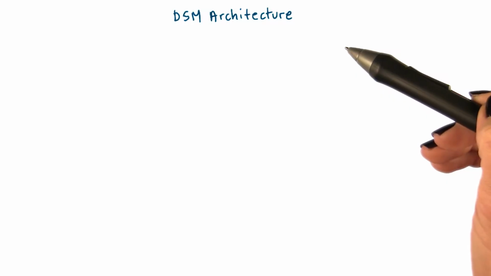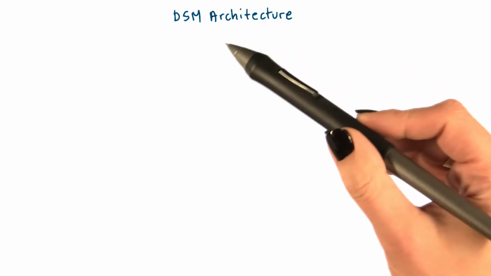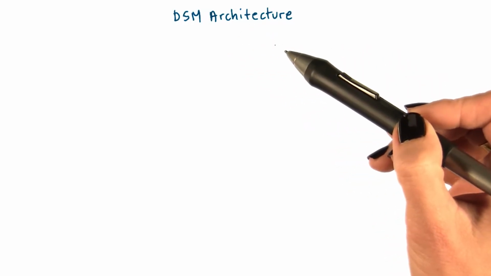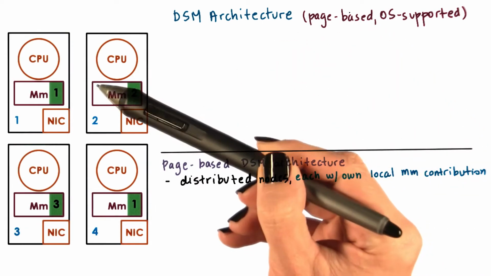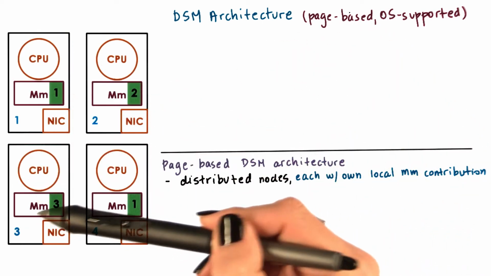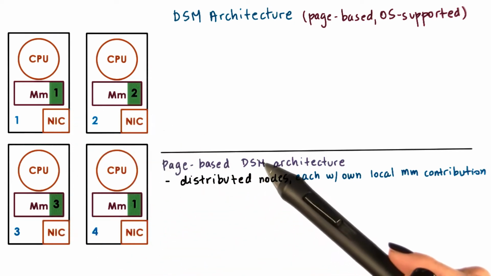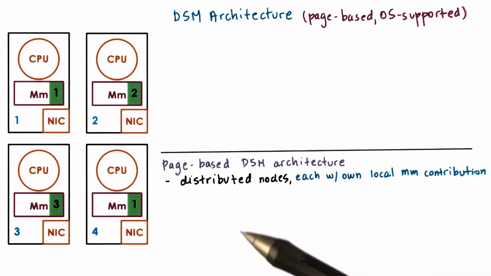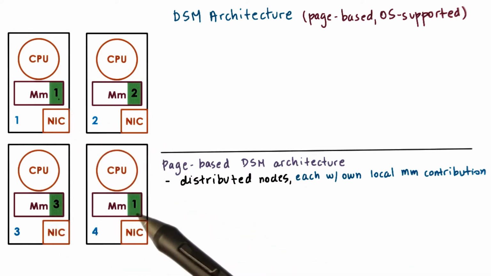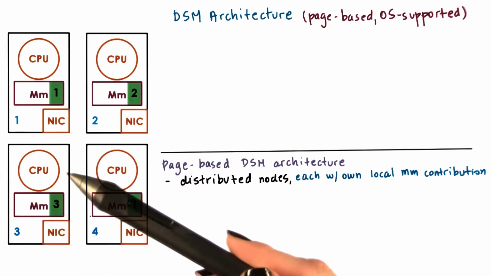Based on what we described so far, let's take a look at how a distributed shared memory system can be designed. This type of system consists of a number of nodes, each with their own physical memory. Every one of the nodes may contribute towards the distributed shared memory system only a portion of their physical memory, or they contribute all of it.